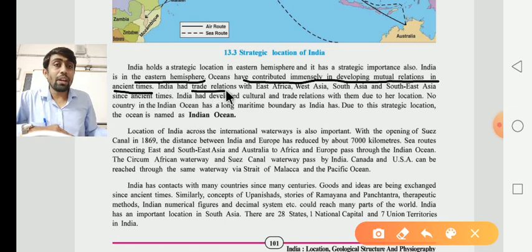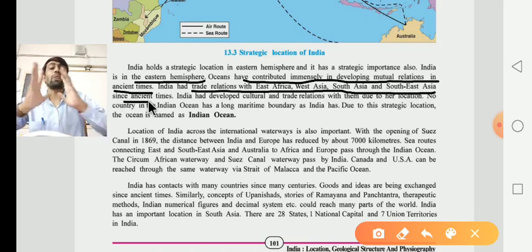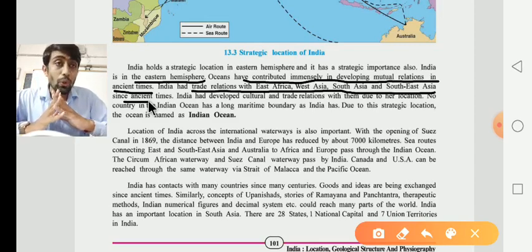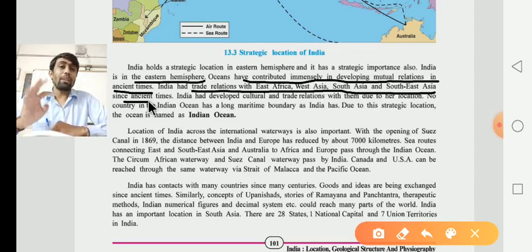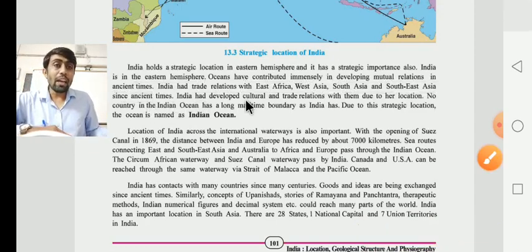India has had trade relations with East Africa, West Asia, South Asia and Southeast Asia since ancient times, and that's why we can say that from ancient times we have had relationships with other continents also. Same way, you take the example of East Africa, West Africa, South Asia, Southeast Asia. From ancient times we have done transportation by sea route. India developed culture and trade relations with them.